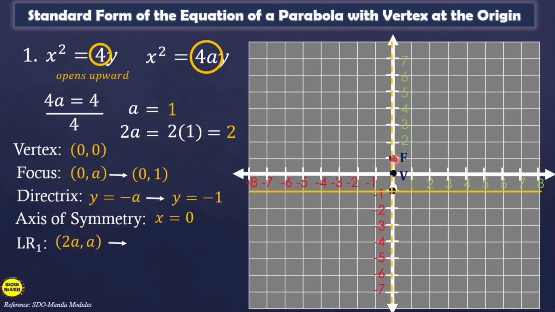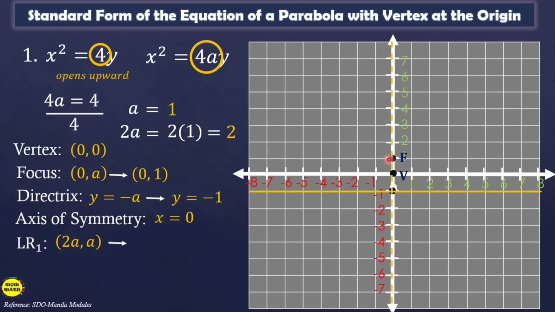So, mula sa focus, mag-move tayo ng 2 units papunta sa left niya at papunta sa right, kasi yung graph natin is opens upward. Pero kapag ang graph natin opens to the right, ang movement naman natin pataas saka pababa. So, again, mag-move tayo ng 2 units mula sa focus. Dito natin yun kukunin. Okay? Or pwedeng gamitin nyo ito, yung nakalagay dyan.